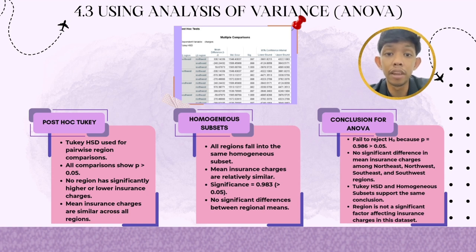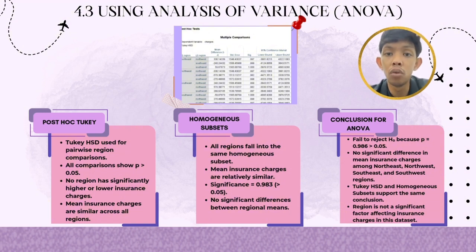Next is the homogeneous subset analysis. This analysis groups regions with similar mean insurance charge. The results show that all 4 regions are classified within the same homogeneous subset. This indicates that the average insurance charge for the 4 regions is statistically similar. Furthermore, the significance value is 0.983, which is greater than 0.05. Therefore, there is no significant difference between the regional mean insurance charges.